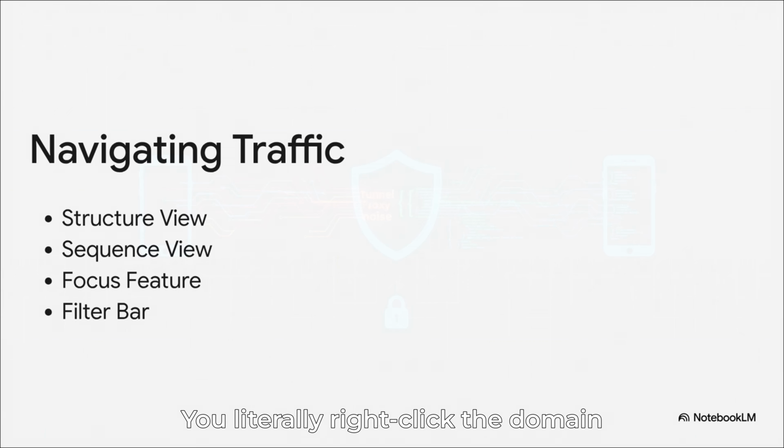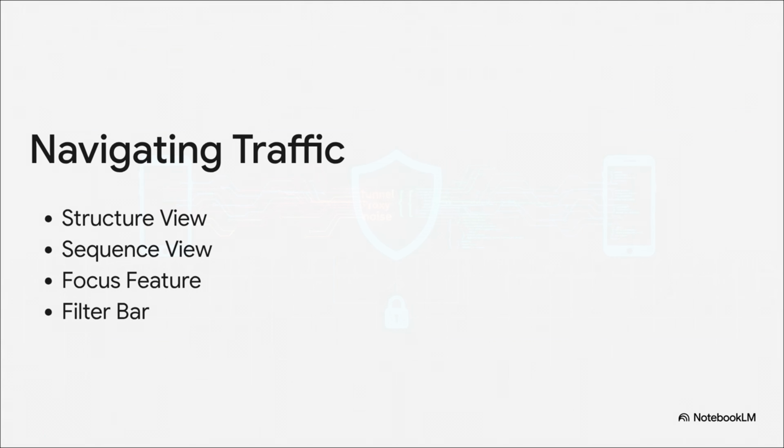You literally right-click the domain of the API you actually care about, hit focus, and Charles magically hides all that extra clutter under an other hosts folder. Out of sight, out of mind. You can also use the filter bar down at the bottom to search for a very specific endpoint, like /checkout, to narrow things down even further.